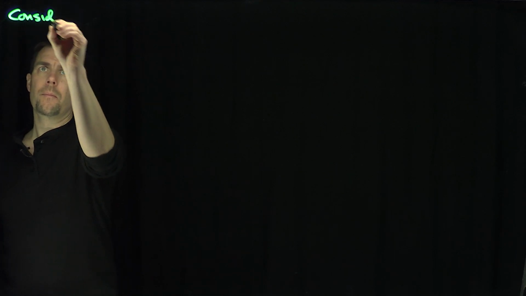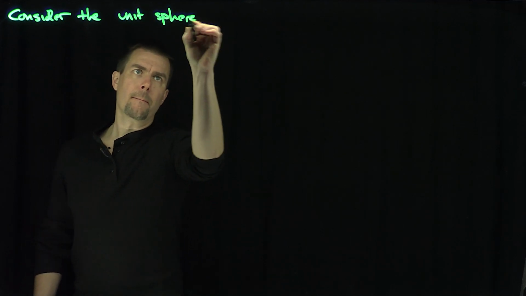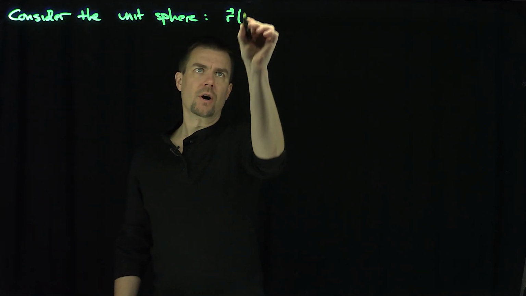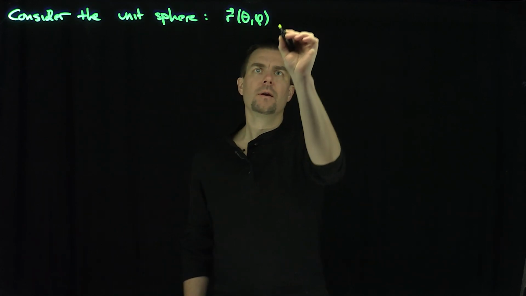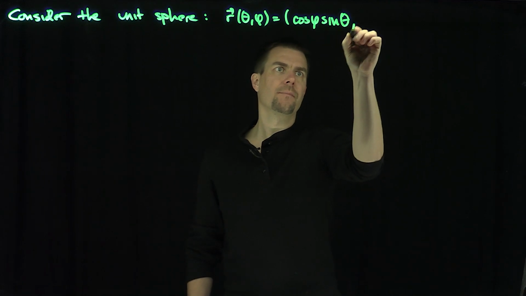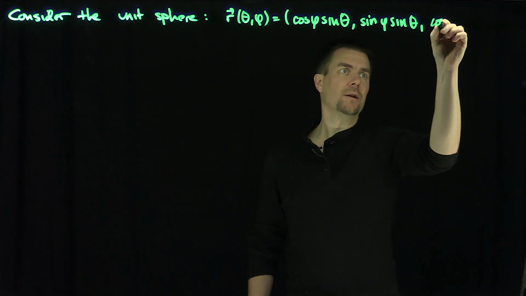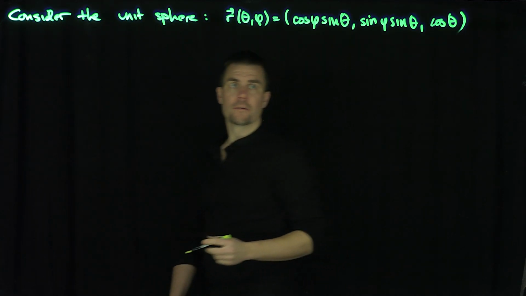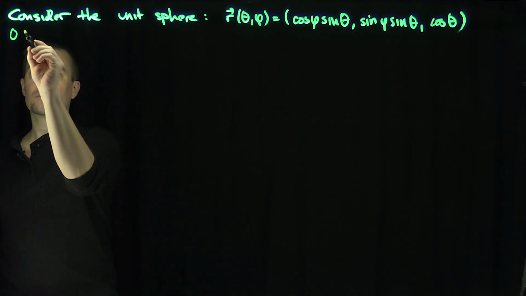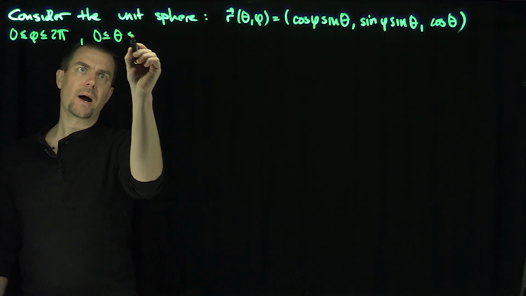Hello students, in this video we'll discuss the Mercator projection. Consider the unit sphere. We'll do the standard parameterization R of theta and phi, and it's going to be cosine of phi sine of theta, sine of phi sine of theta, and then cosine of theta, where phi goes between 0 and pi, so 0 less than or equal to phi less than or equal to pi, and then theta goes between 0 and pi over here.